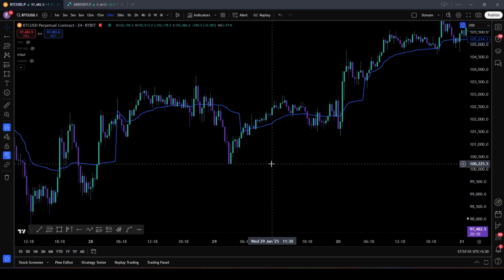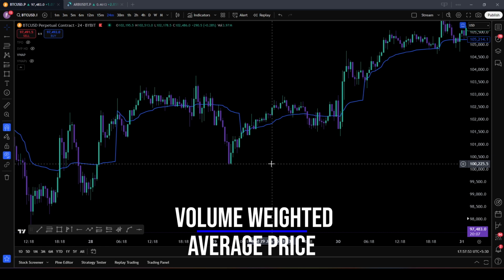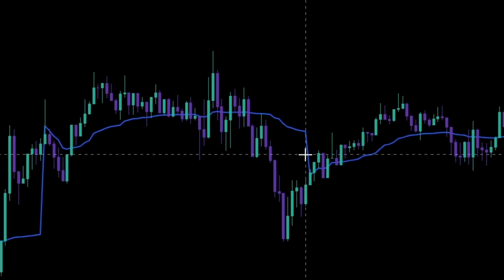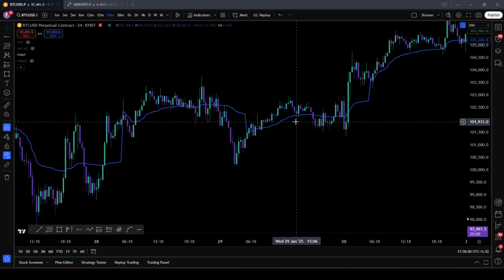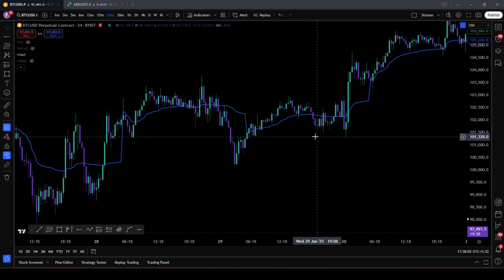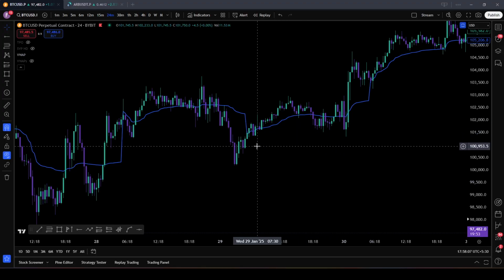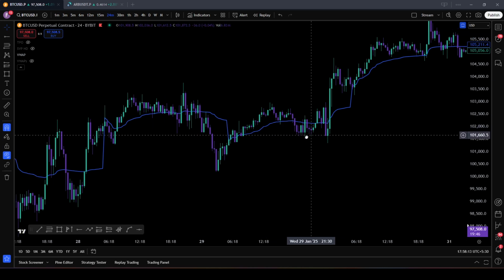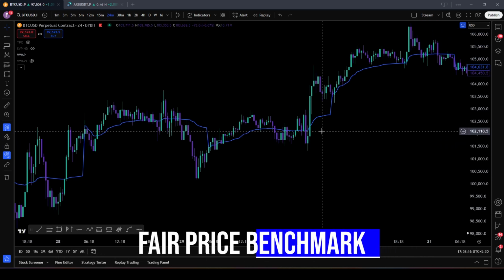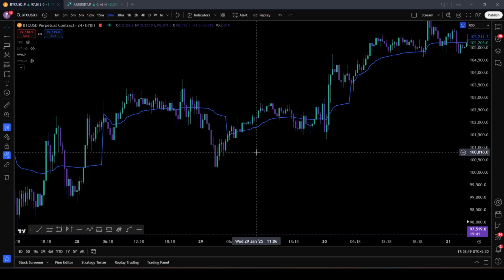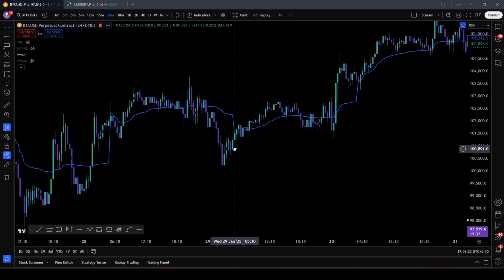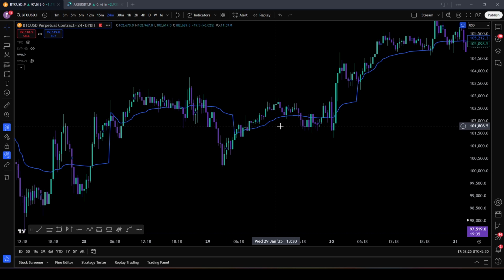VWAP stands for volume weighted average price. It's a trading indicator. As you can see on my screen, the blue line which you see is called VWAP, and this particular trading indicator helps us understand the average price an asset has been trading at, basically adjusted for volume. So think of it as a fair price benchmark. Institutions use this to execute their large orders, and us traders, we use it to identify the trend and then trade with it.